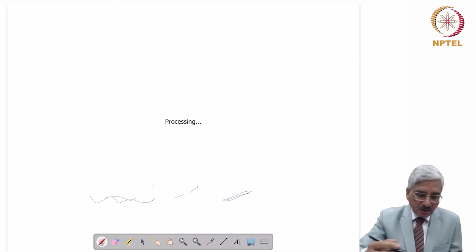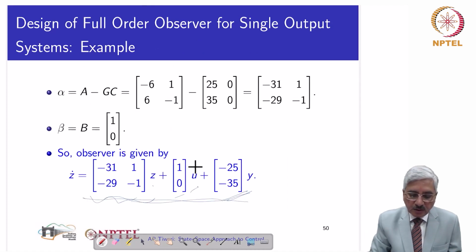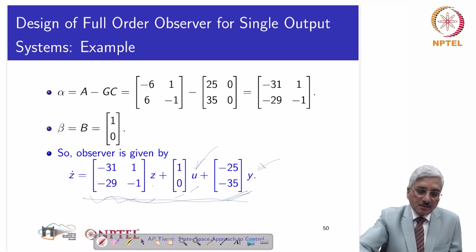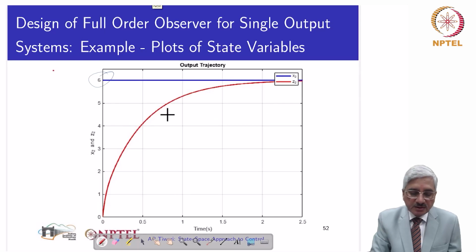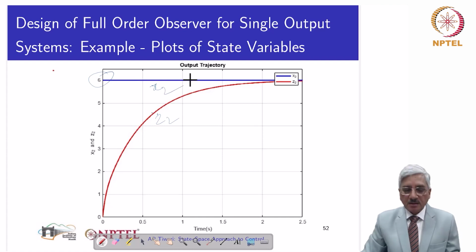However, the observer, if we solve this equation with u equal to 0 and y equal to x1, we get this variation. You can see that asymptotically, z1 approaches x1. This red curve is z1 and this is x1. And similarly, the next plot shows z2 and x2. This is z2, this is x2. So x2 is always at equilibrium because we have not applied any input, and z2 approaches that equilibrium.